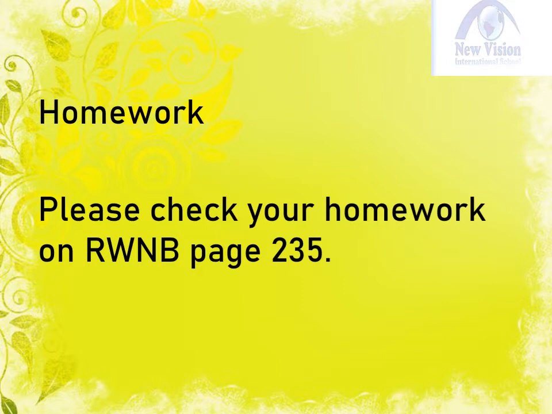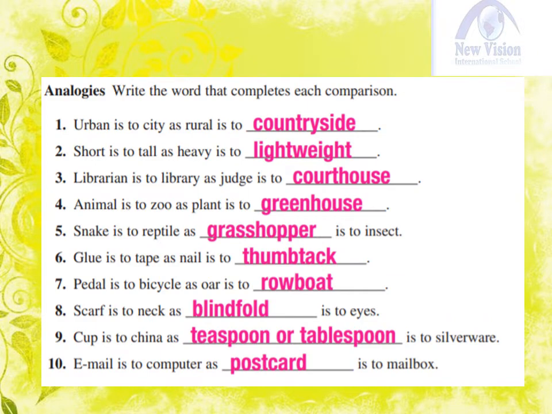Let us now check your homework. Please open your Reader's and Writer's Notebook on page 235. Write the word that completes each comparison. Number 1. Urban is to city as rural is to countryside.